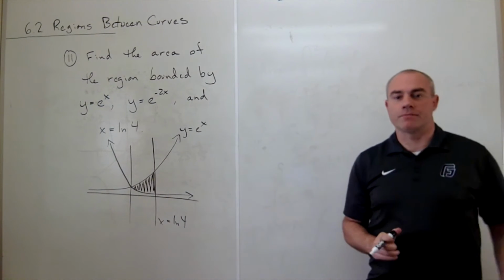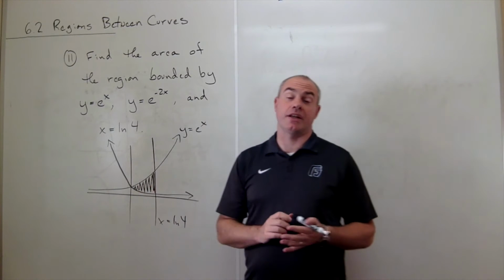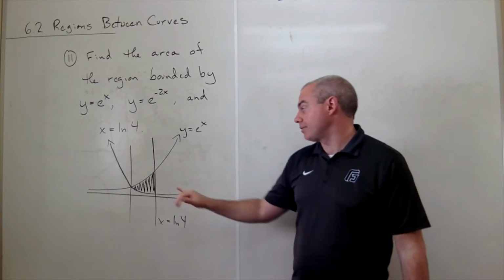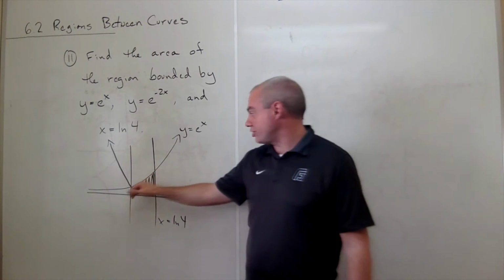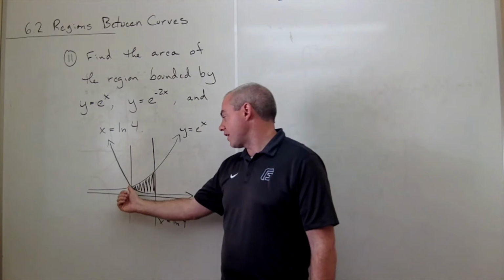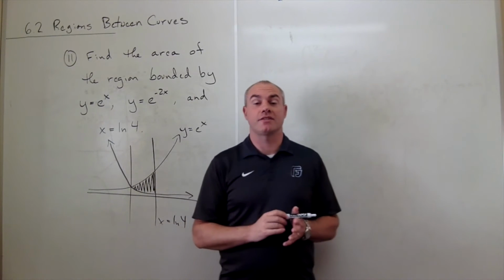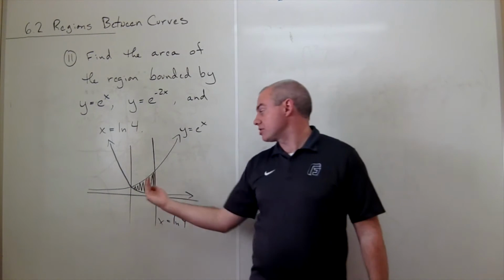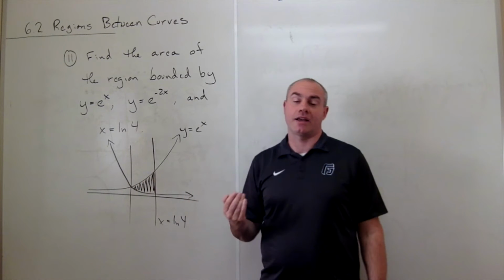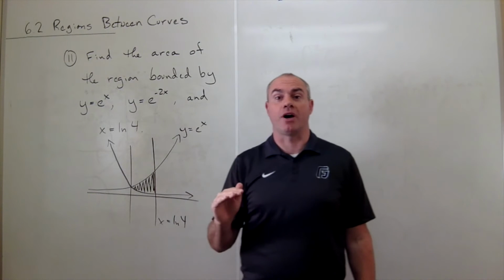So now we have some sort of a picture of the region that we're interested in, and what we see right off the top is that there is a top function and there is a bottom function starting at some x value and ending at some x value. So we want to integrate this thing with respect to x, starting at an x value, ending at an x value, and then we want to integrate the top function minus the bottom function.